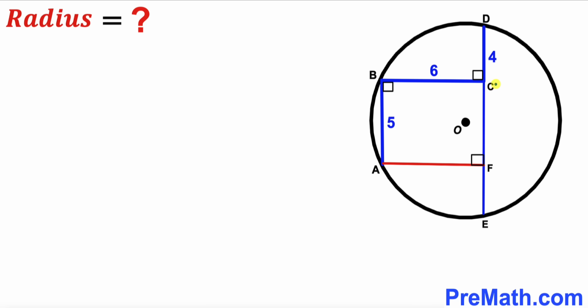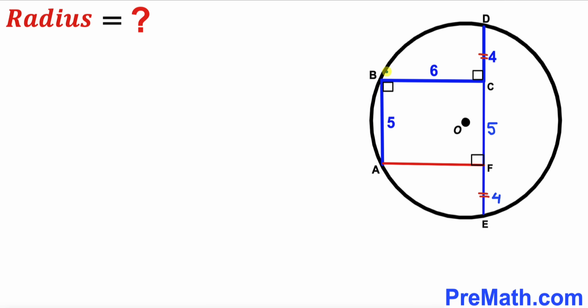And now let's make an observation. We can see that this segment CF length is going to be equal to this chord AB length, which is 5. So therefore, this CF length has got to be 5 units. Then by the definition of symmetry, this segment CD length has got to be equal to this segment EF length, and now we know this length is 4 units, so therefore EF length has got to be 4 units as well.